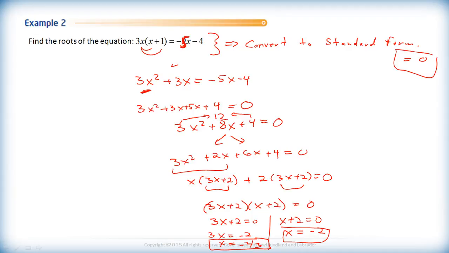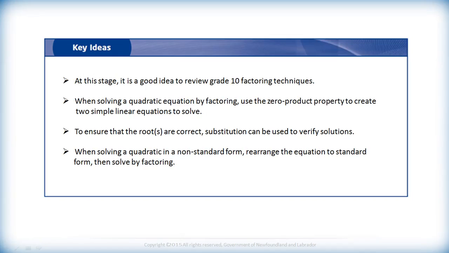Good stuff. Okay, same stuff over and over. Factoring, factoring, factoring. Grade 10 techniques. Zero product property is new. Gotta get that in your head. Not so bad. If it's in non-standard form, make sure you rearrange that stuff to get it in standard form, and away you go. Good luck.